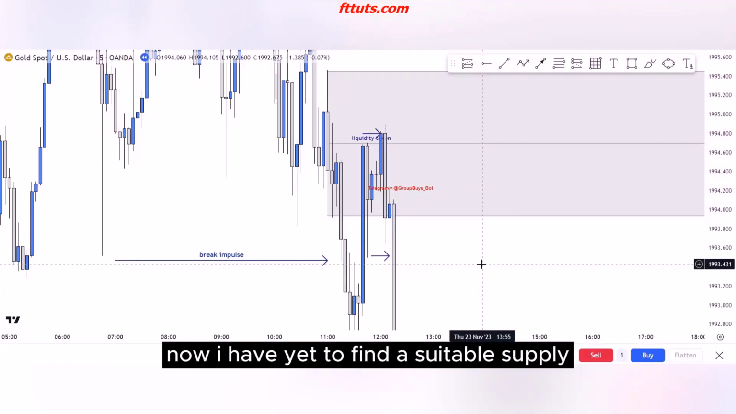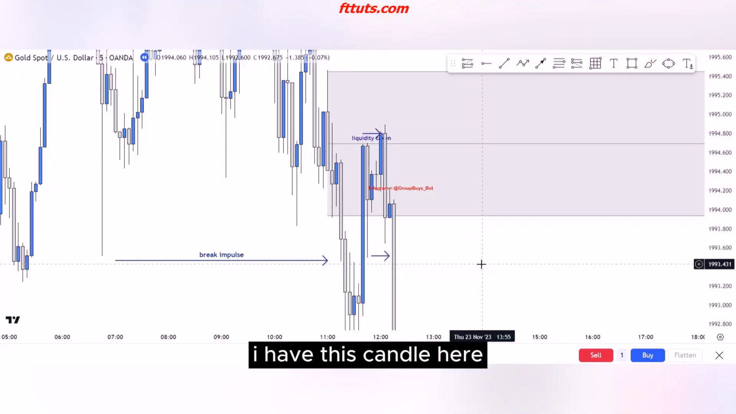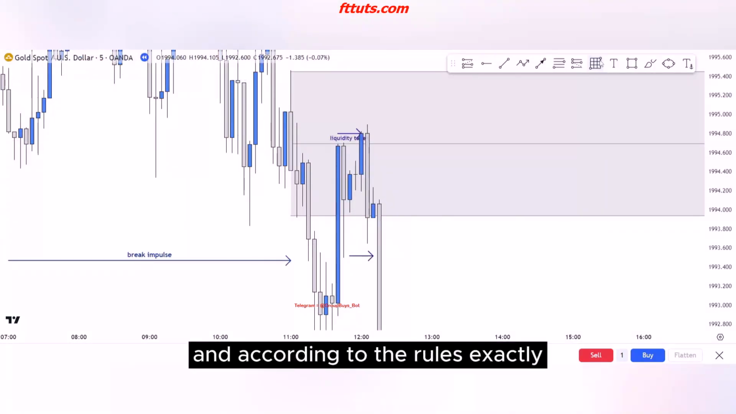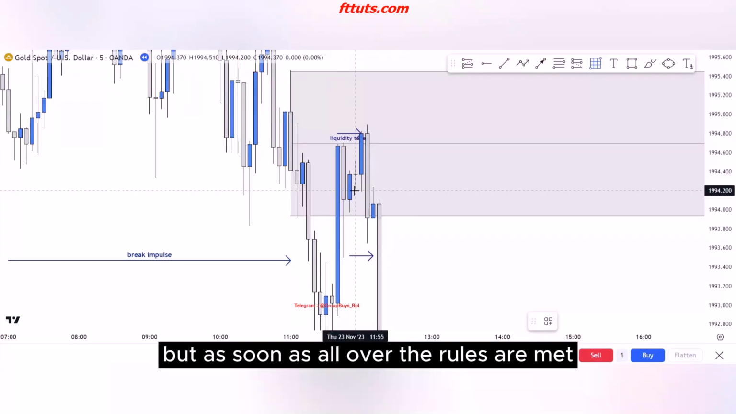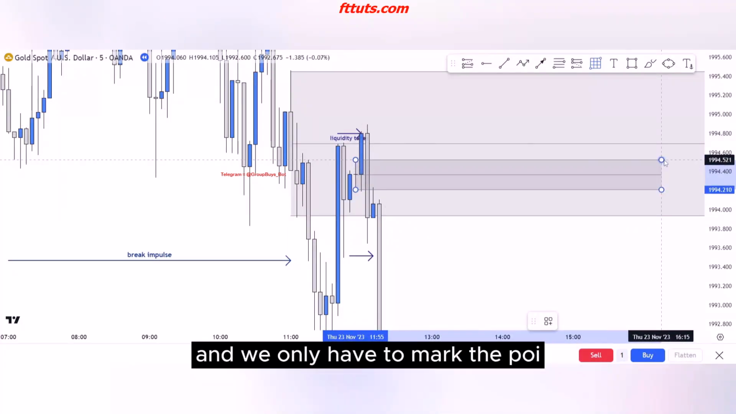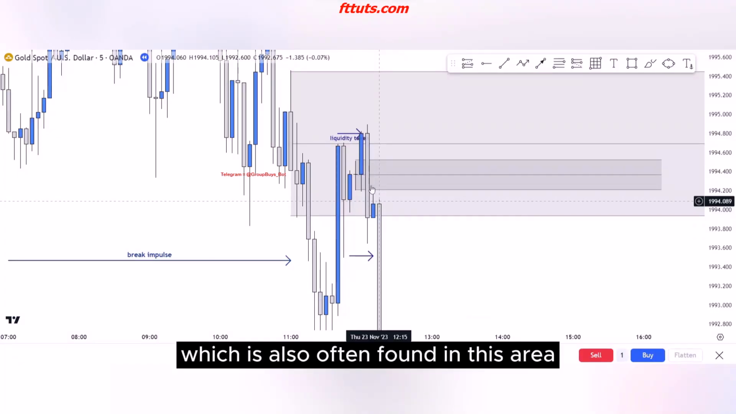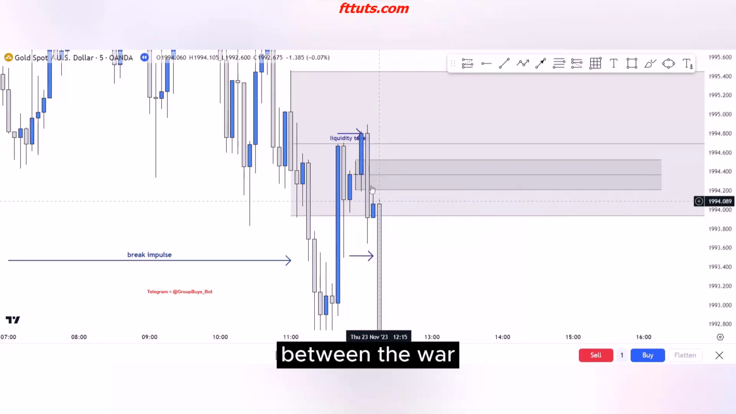Now I have yet to find a suitable supply, but luckily I have this candle here. Yes, I know this is not the acceptable way as I taught you and according to the rules exactly, but as soon as all of the rules are met and we only have to mark the POI, as soon as we don't have an ordinary marking as usual, but there is this doji candle which is also often found in this area, the war between the sellers and buyers, and that shows us who won actually, as middle as possible here. So there is nothing more to add.